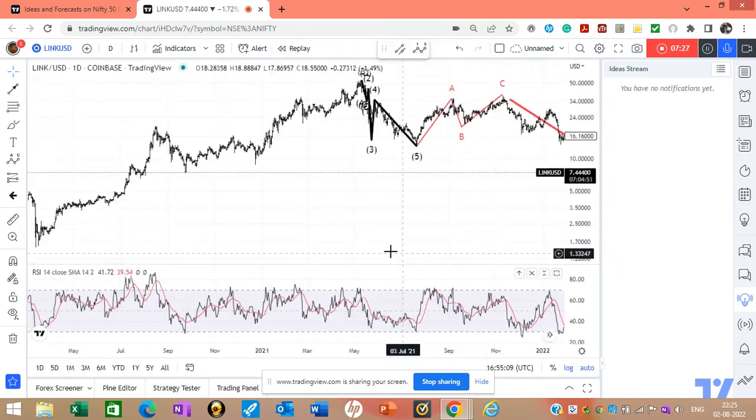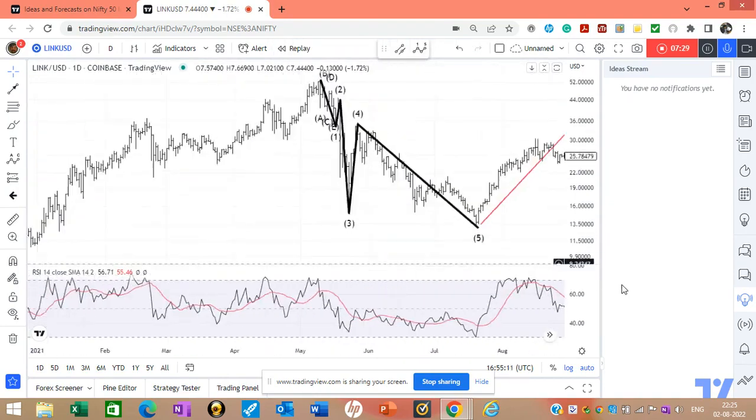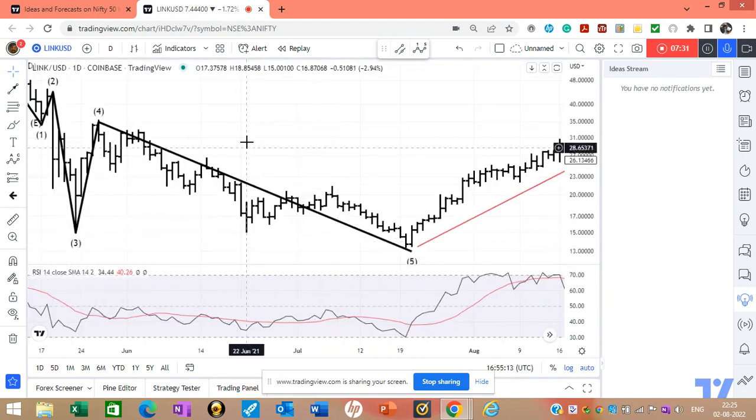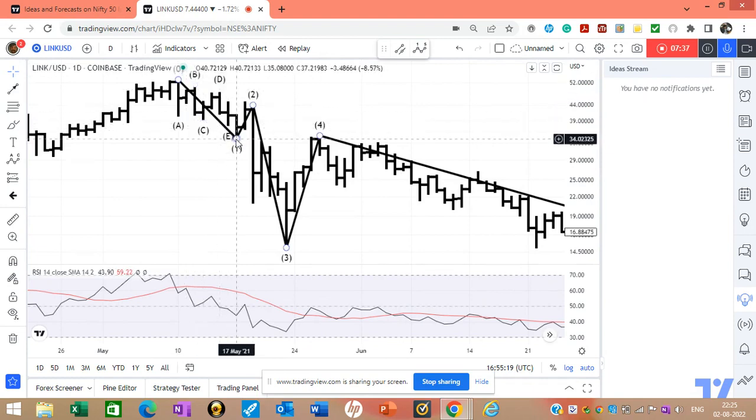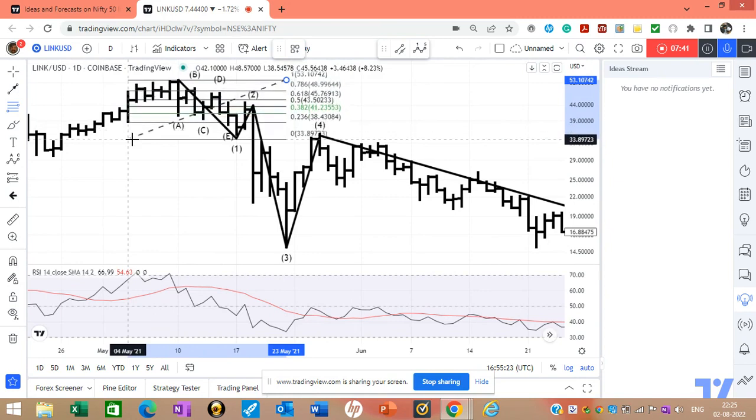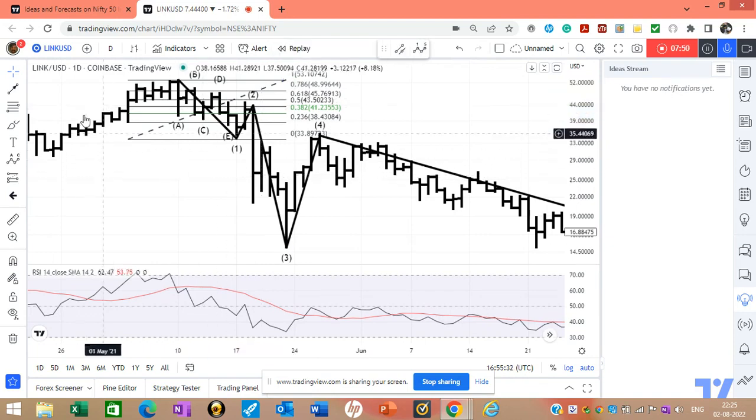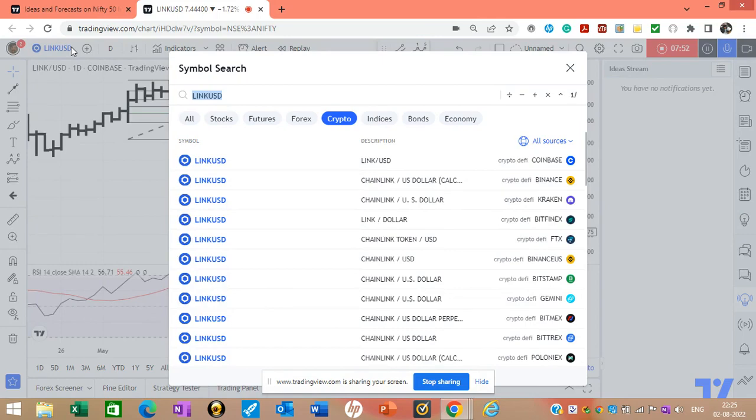So basically, I want to show the leading diagonal pattern. So this is a leading diagonal: A, B, C, D, E, and retracement level is around about 50%, 61%. Here also 61%. So now let's come back to our Nifty.